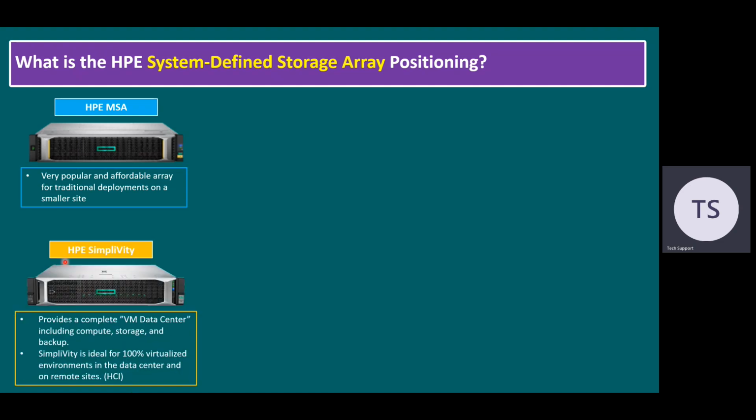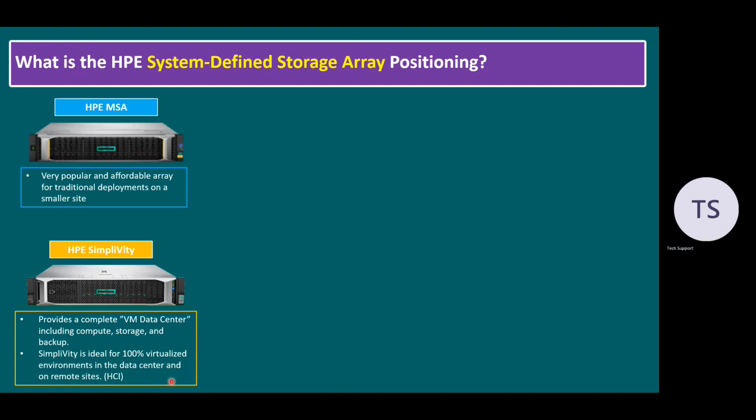Another category is HPE SimpliVity. This is one of the models, and it is generally used if the customer is mainly looking for a virtualized environment. The virtualization can be VMware vSphere server virtualization, Microsoft Hyper-V, or Nutanix virtualization HCI. In these three scenarios, we would prefer the HPE SimpliVity model. The description also says something similar: it provides a complete VM data center including compute, storage, and backup. SimpliVity is ideal for a 100% virtualized environment in the data center and on remote sites.